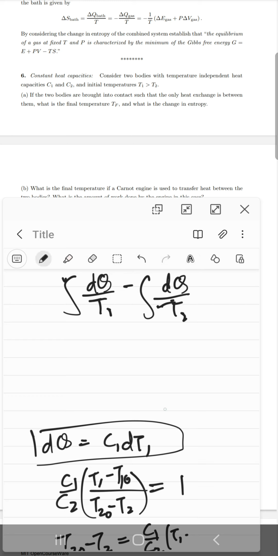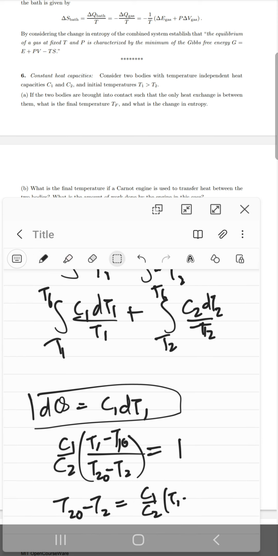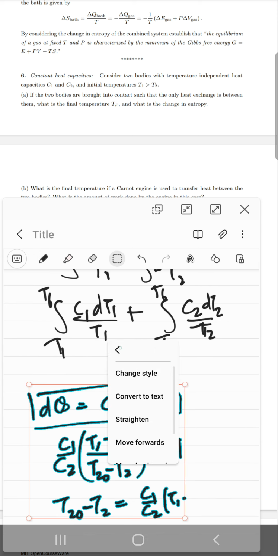And so just have dq equal to c dt1 in this thing, so integration of c1 dt1 upon t1, going from t1 till t final. But then over here you have minus integration of, so the dq is negative now because the temperature is decreasing, so plus c2 dt2 upon t2, with temperature going from t2 to tf. Cool. That is the total entropy change that you are going to suffer through.